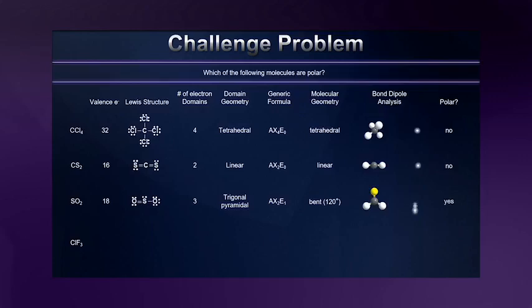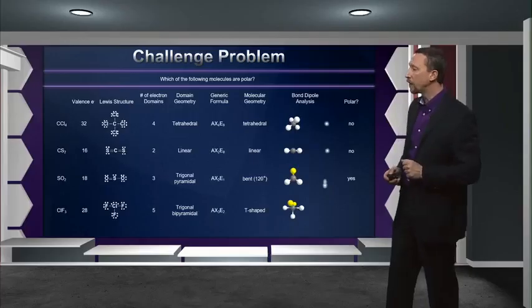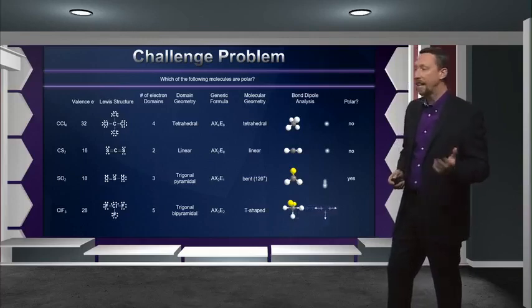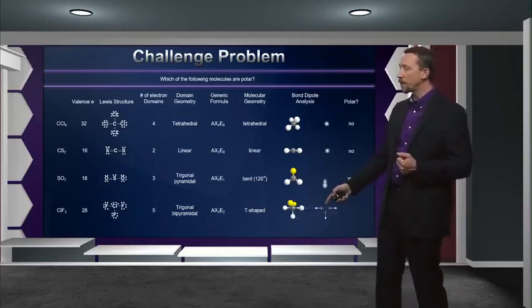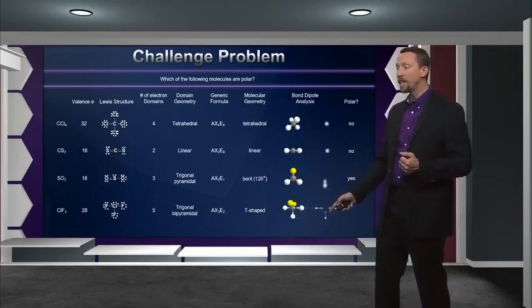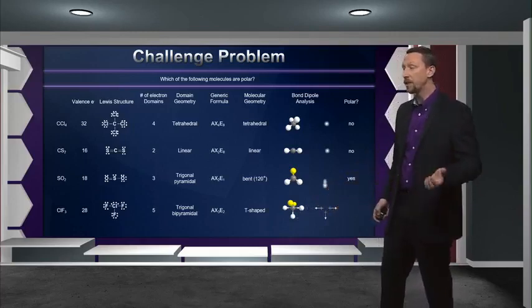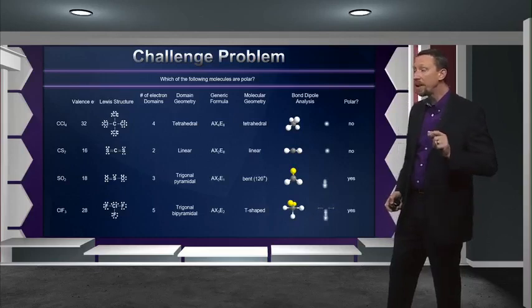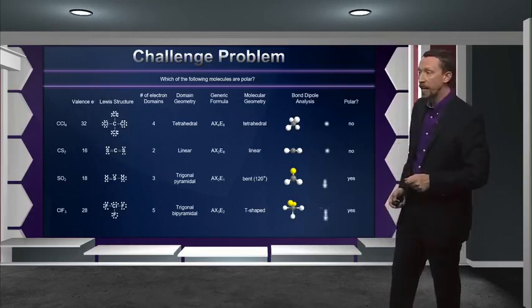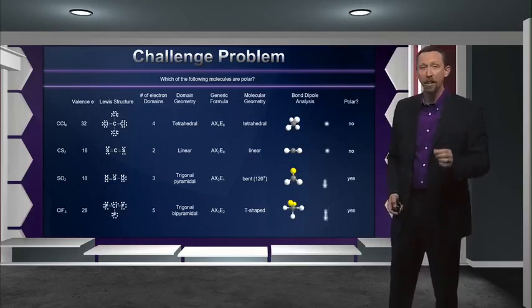Finally, ClF3. In this case, my Lewis structure tells me there are 5 domains, so this is a trigonal bipyramidal domain geometry, and an AX3E2 molecule, which means it has a T-shaped molecular geometry. Placing my chlorine-fluorine dipoles in with that geometry and adding them together, I see that these 2 dipoles here and here will cancel, but that this one here has no other dipole acting in an opposite direction. In other words, there will be a net molecular dipole in this orientation. ClF3 is in fact polar as well.